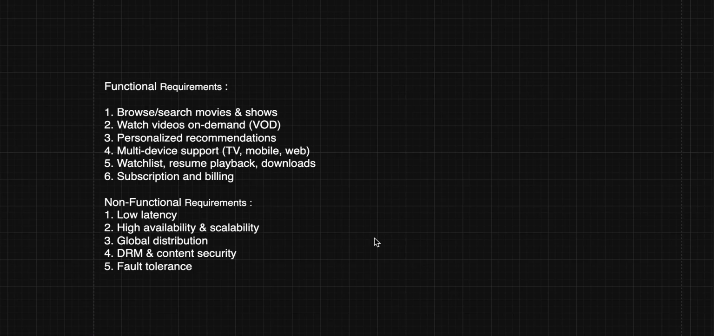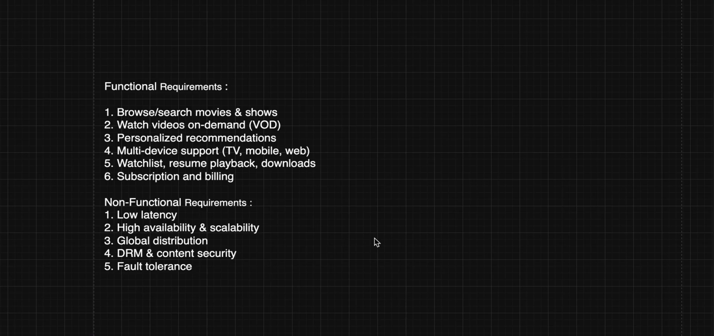So what will be our functional requirements? What we will be building is a platform where we can search and browse any movies or any show. We can play that video. We can get recommendations. The video should be supported on multiple devices, and also there should be a user history from where we have started watching, so we can resume. If we have left it from somewhere, we can resume it, and obviously the subscription and billing.